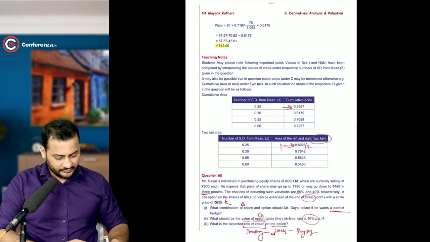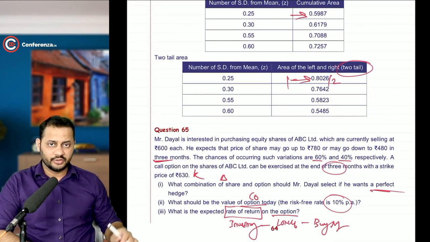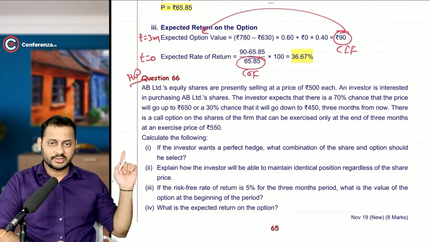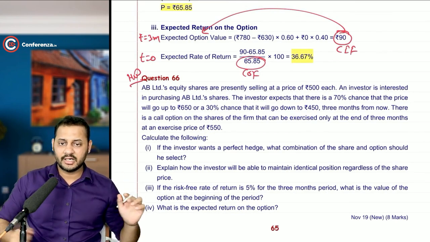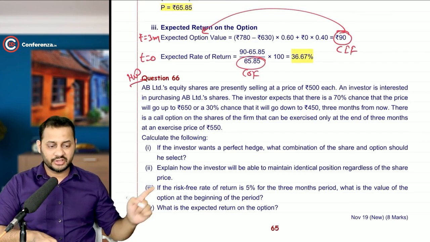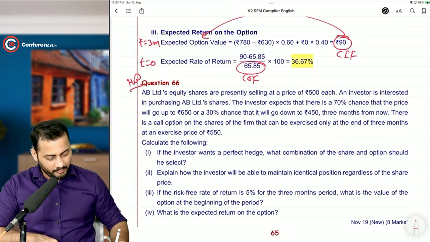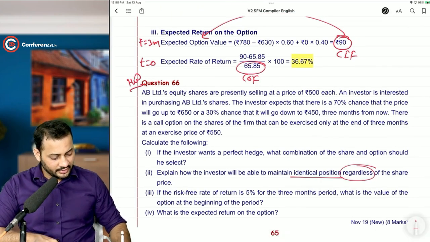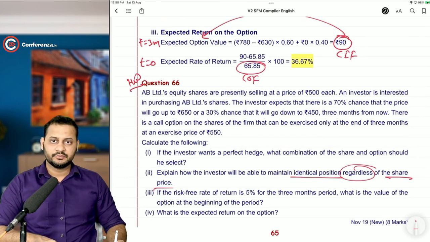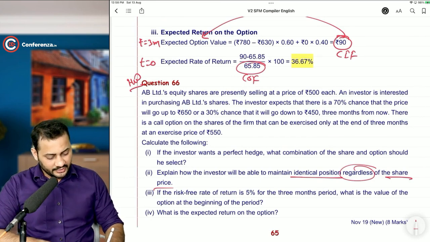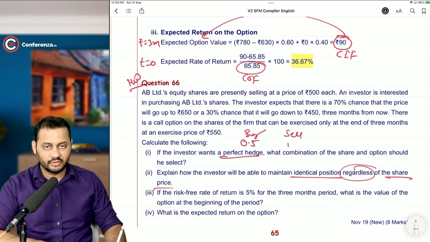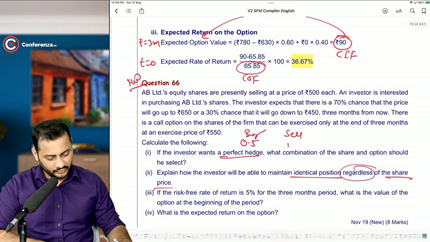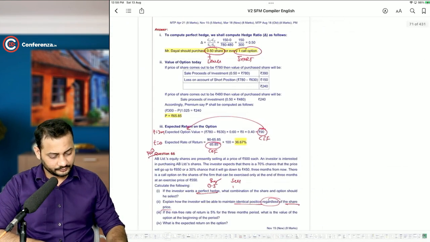In the previous question that we discussed, there were only 3 parts, right? 1, 2, 3. But in this, there are 4 parts. The first, third and fourth one are similar to the previous one, so I'm not considering that. Now, explain how the investor will be able to maintain identical position regardless of the share price. So, the answer to the first part is, for perfect hedging, we need to buy 0.5 shares and sell 1 call. Okay, have a look at the second part now.